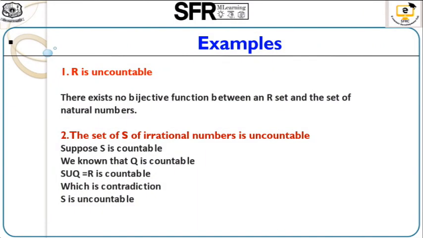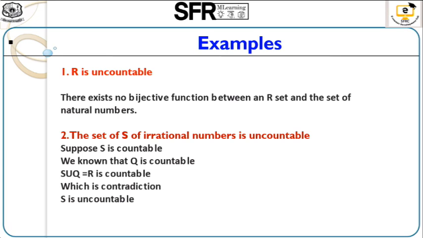Next, see the example for an uncountable set. R is uncountable. Here there is no bijection, no one-to-one correspondence between the real numbers and the set of natural numbers. So, R is uncountable. In our definition, a set that is not countable is called an uncountable set. Not a countable set means there is no one-to-one correspondence between the natural numbers and R. Here there is no bijective function between the set R and the set of all natural numbers. Therefore, the real numbers R are uncountable.